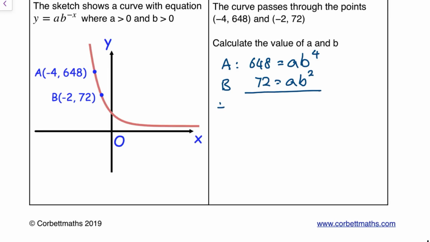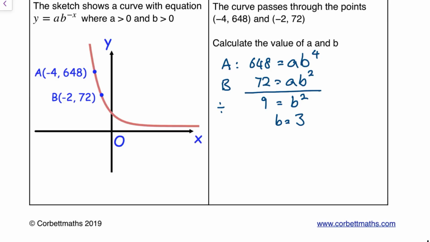Now, the quick way of doing this is to divide the equations. So I'm going to take the top one and divide by the second one. And I hope that 648 divided by 72 does indeed give me a nice square number, which is 9. A divided by A goes away. B to the 4 divided by B squared is B squared, which means that b is equal to 3. Now it's equal to plus 3, because if I wrote minus 3, I'm then going to change the direction of the curve again.